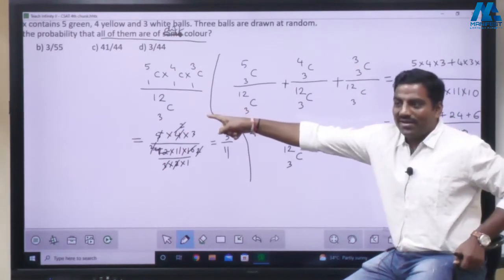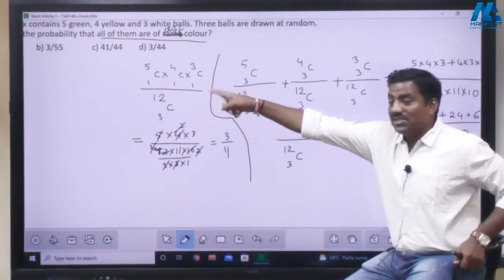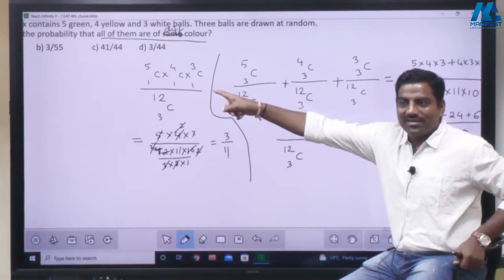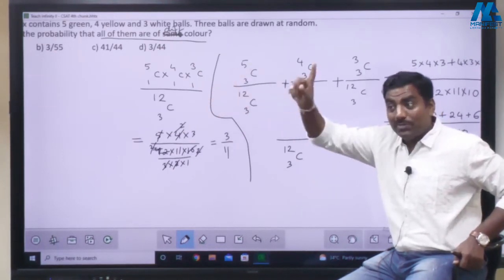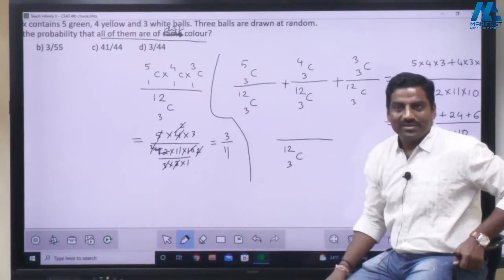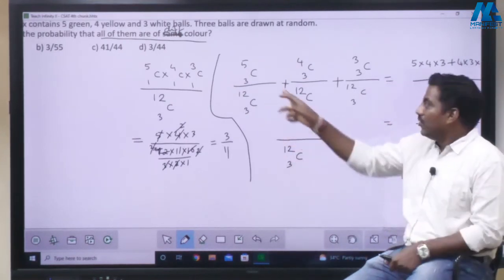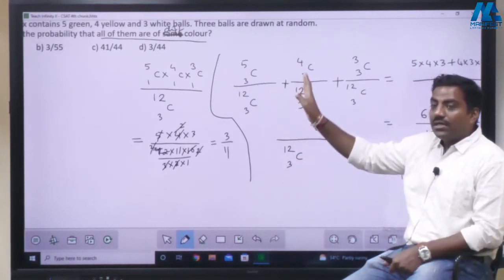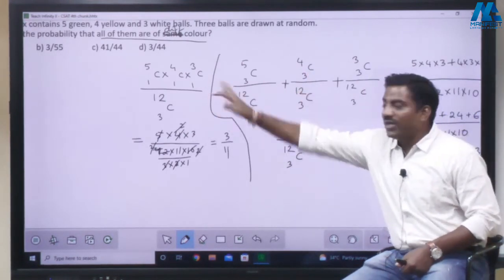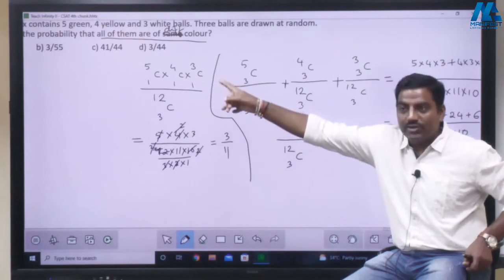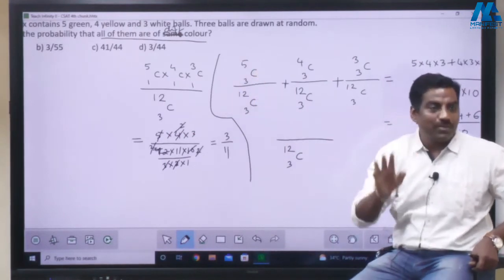But there, C3, but C1 there. Even if it was C2, then we had to multiply with something. Getting my point? So that is the clue. When you have C3 and C3, you are left with only addition. When you have different things, here C3, there C2 or C1, then you have to multiply.